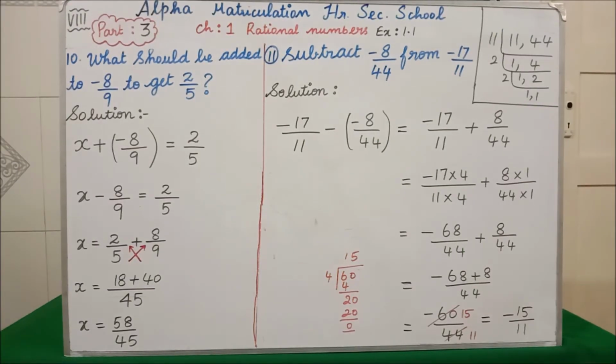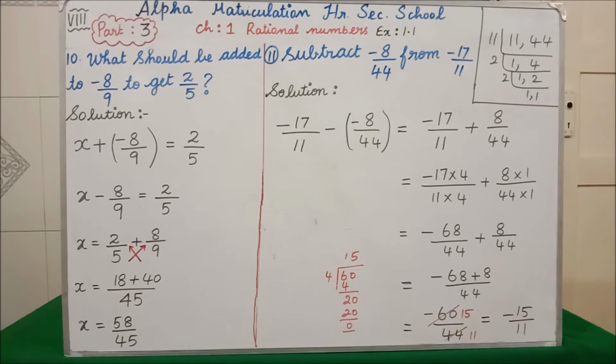10th question. What should be added to minus 8 by 9 to get 2 by 5? What they are saying in this question? We have to add one number to minus 8 by 9. When we are adding, by that time we have to get the answer as what? 2 by 5 there we want to get. But we don't know what number we have to add. Isn't it? What should be added they are asking. Which means we don't know what number we have to add to this minus 8 by 9, so that we will get 2 by 5. We don't know that number.